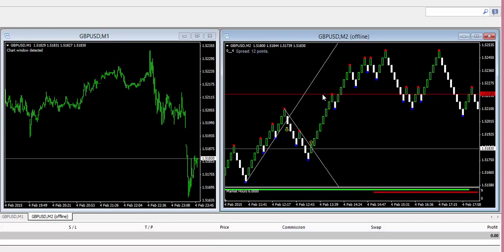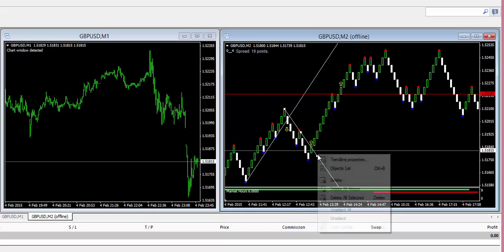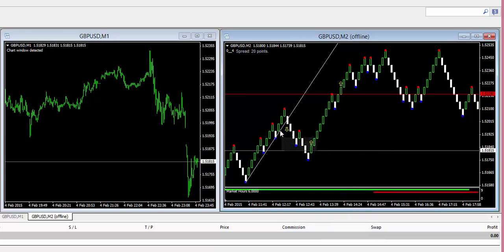If you had missed that setup, then you would have had this break up here. Again, another very successful trade. So there you have three trades. I'm just going to delete some of these trend lines here so we don't have too much clutter on this chart. Another trade we would have taken is, let's see here, we could have taken this break up as well.